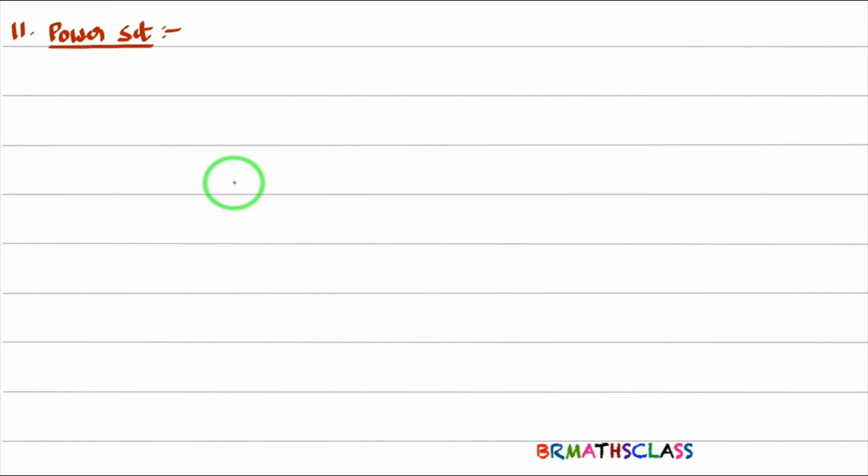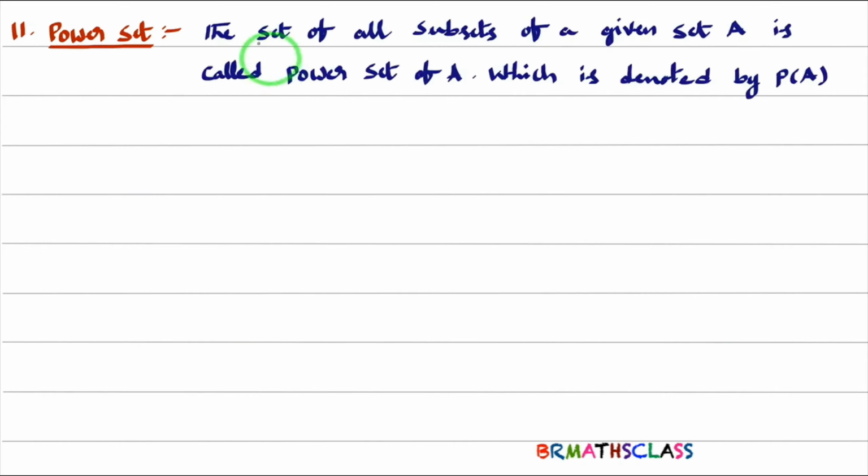Power set. What is a power set? The set of all subsets of a given set A is called the power set of A. You observe here, all subsets of a given set A is called the power set of A. The power set of A is denoted by P of A.